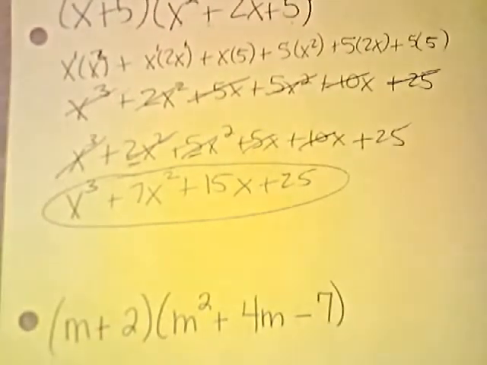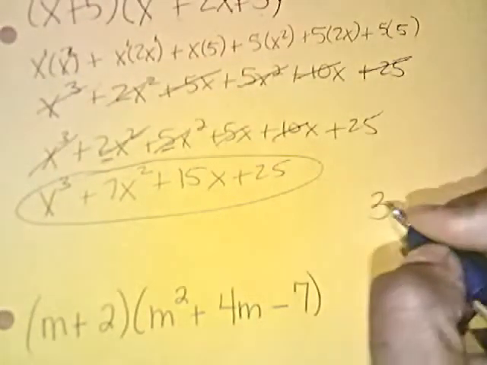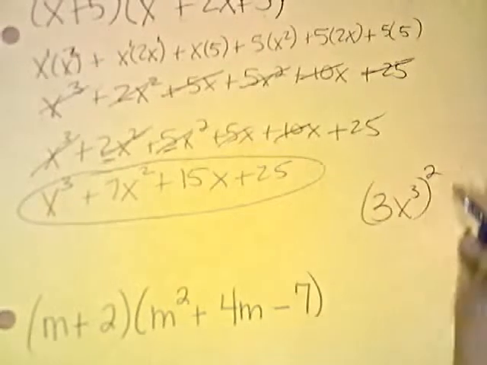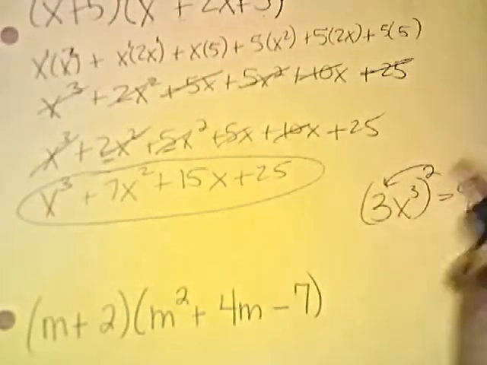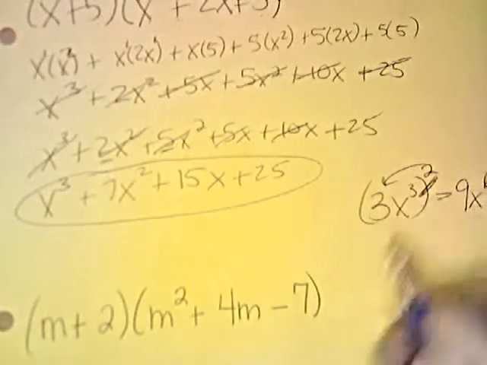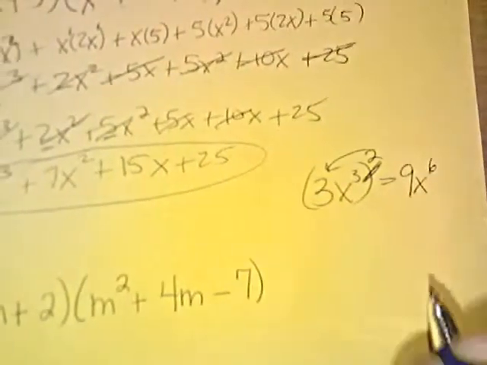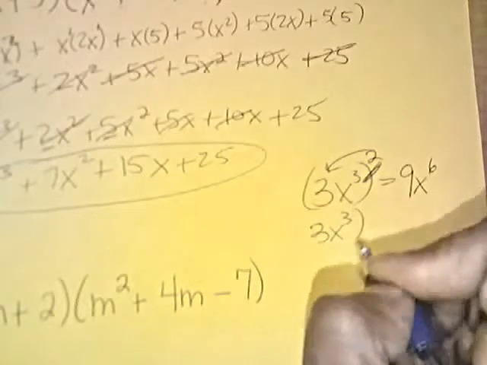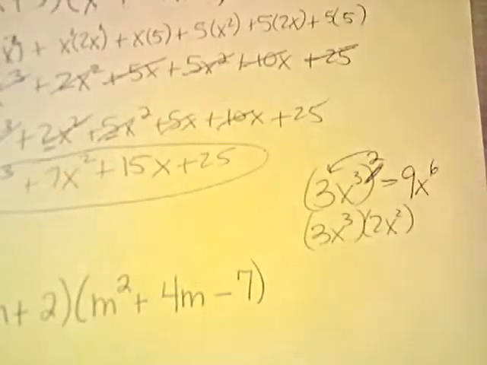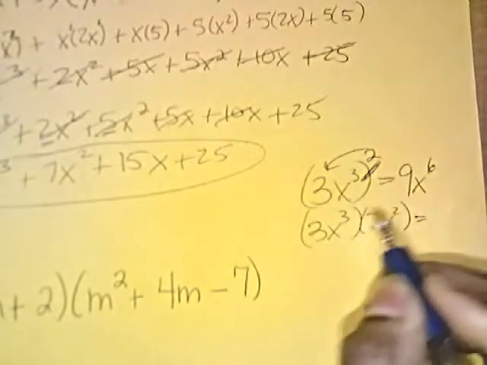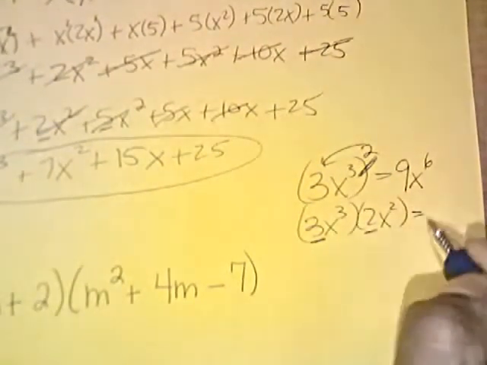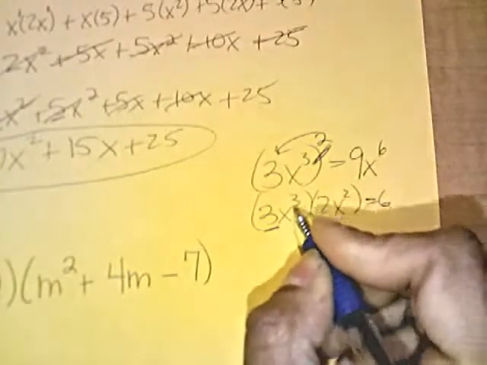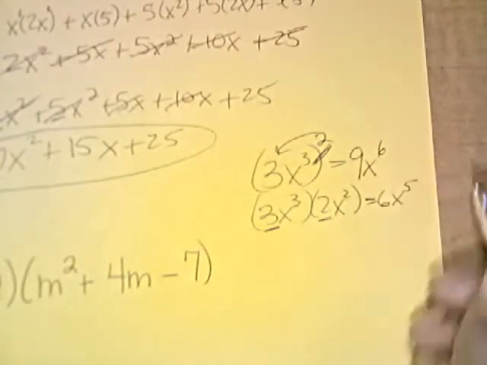I have to recognize those two rules. When I'm multiplying, I add the exponents. When I'm raising a power to a power, I multiply the exponents. So 3x to the 3rd raised to the 2 is equal to 9x to the 6, because 3 times 2 is 6. But if I have 3x to the 3 times 2x to the 2nd, I am not raising a power to a power. I multiply. 3 times 2 is 6. x to the 3, x to the 2, that's when I add those.